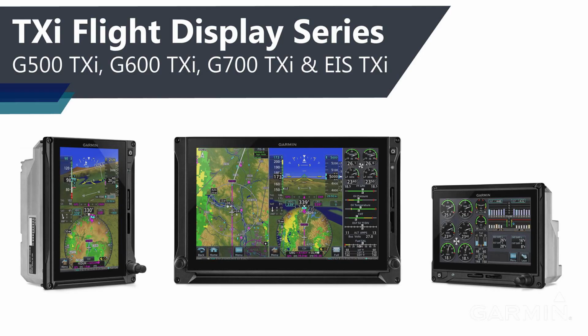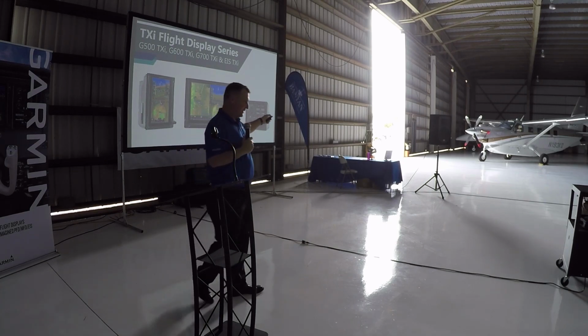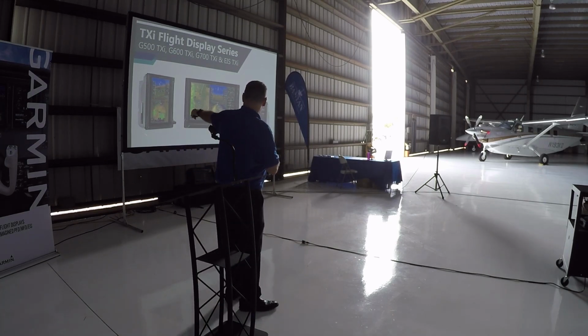And that moves us into the TXi. So we've got 3 different form factors with the TXi, primary flight and multifunction displays. 7-inch vertical display, a 10.6-inch horizontal display, or a 7-inch landscape display. The 7-inch landscape is only available as an EIS. This 7-inch portrait can be primary flight display or multifunction display or EIS.